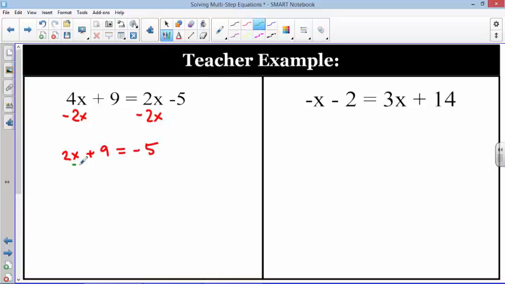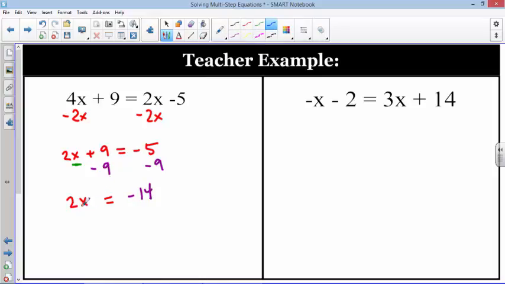Now I want to get x by itself, and I have this 2 in front of it, so I know that's multiplication. So I look first: do I have any more additions or subtractions that I need to get rid of? And I have this positive 9. So I'm going to go ahead and do the opposite. Subtract 9 from both sides. My 2x comes down. My 9's are now gone. My equal sign comes down. And then I have a negative 5 minus 9. I'll draw this in purple. This will give me a negative 14.